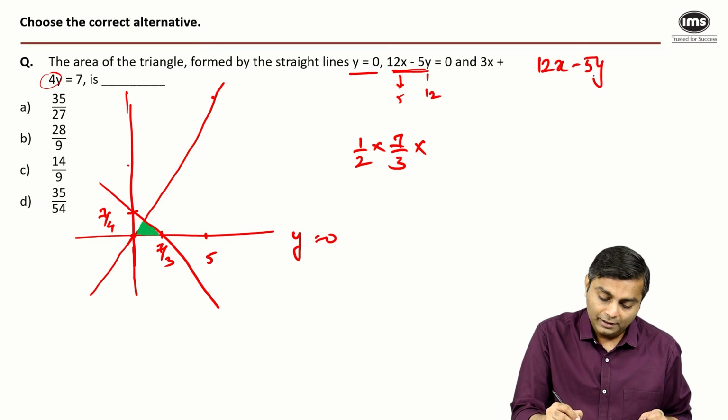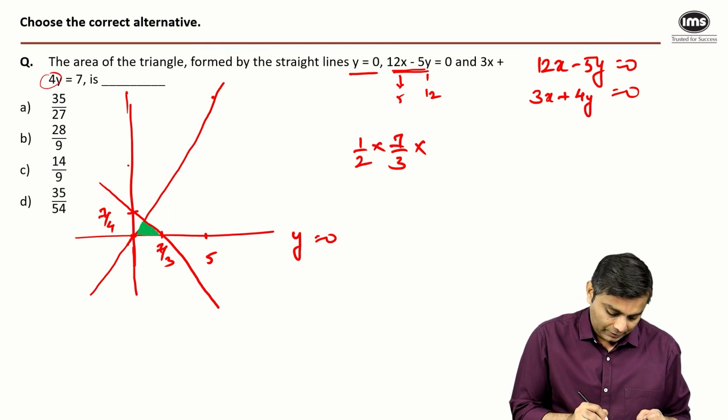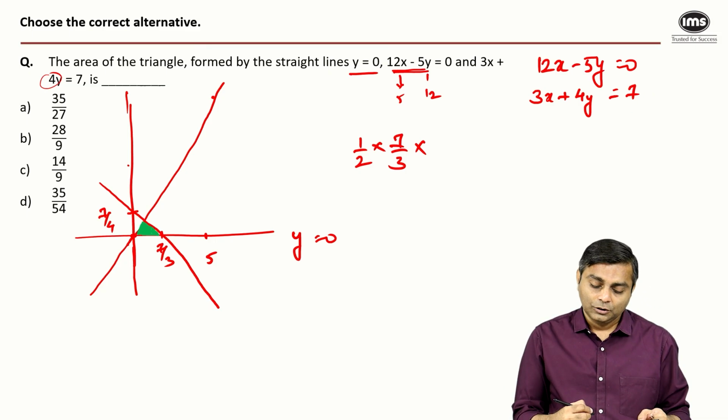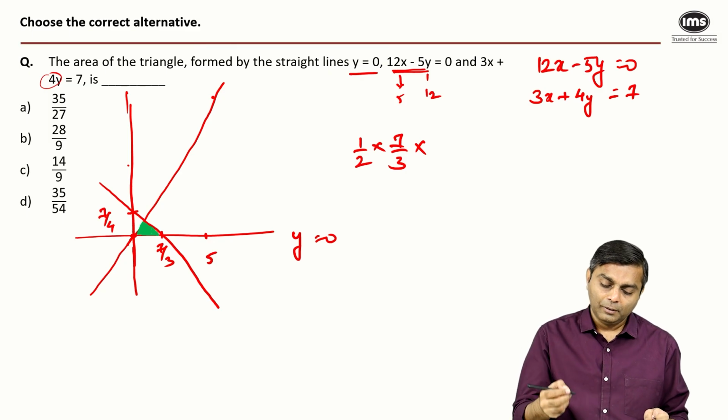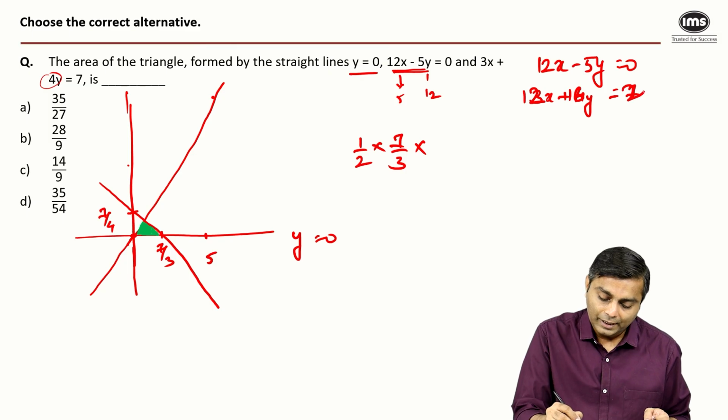So, 12x minus 5y is equal to 0 and 3x plus 4y is equal to 7. Sorry, I'll just quickly erase this and write 7. Great. Now, for 4 and 5 I'll have to multiply both. So, I'll just multiply the second equation with 4 to get a 12x. Now this becomes 12x, this becomes 16y and this becomes 28. Okay. So, subtract.